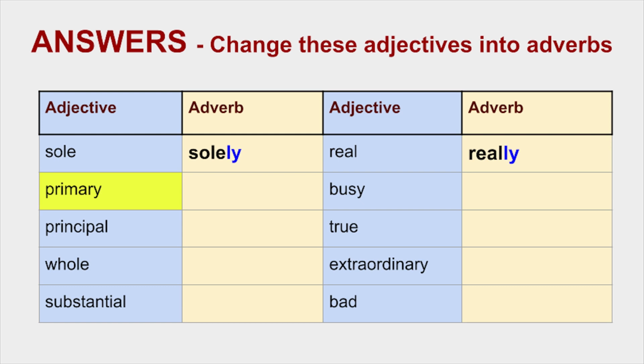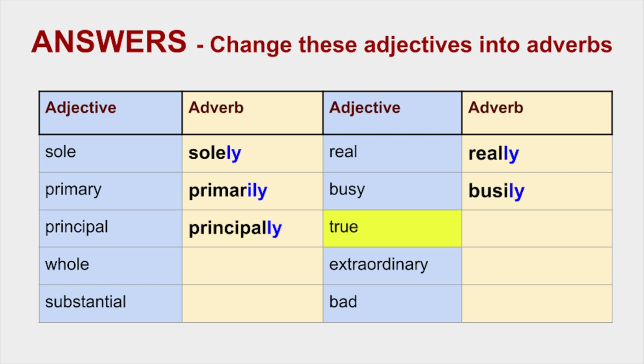Primary. Primary ends with a y. We change the y to i and add ly, so we get primarily. Busy. Busy ends with a y. We change the y to i and add ly, busily. Principal. Principal ends in al. We simply add ly, we get principally.